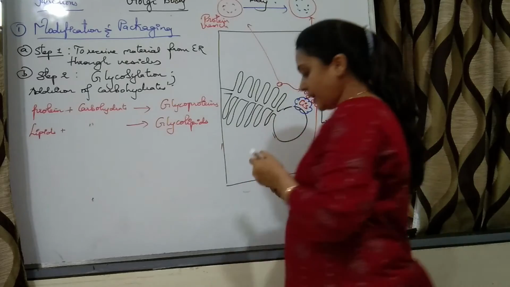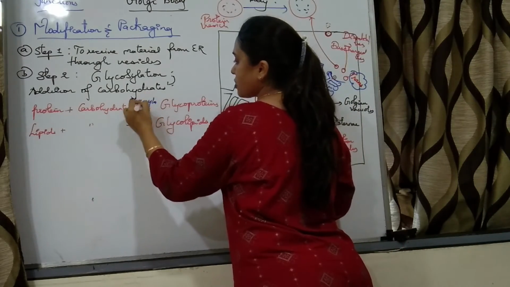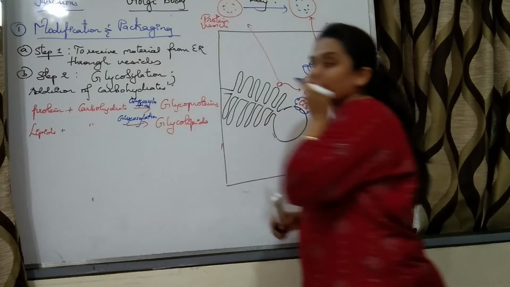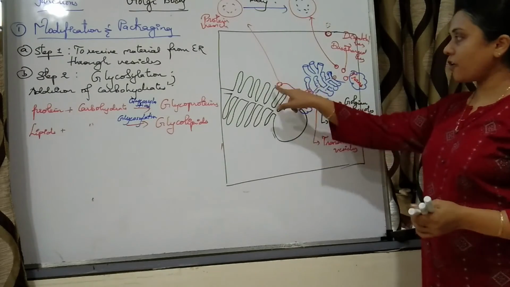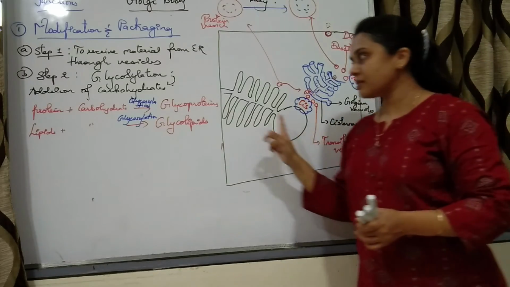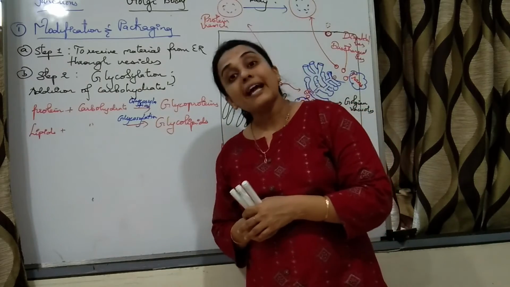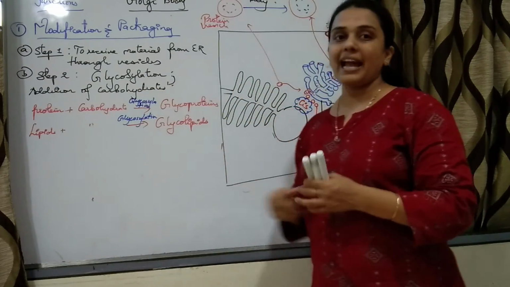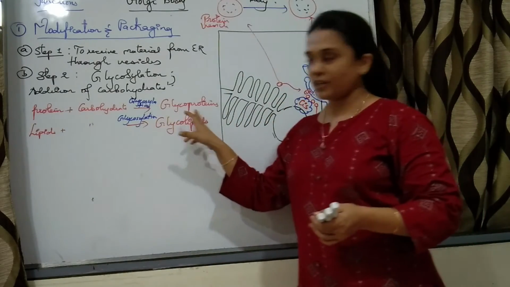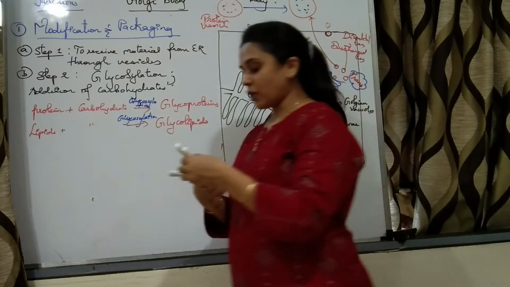Glycolipids are formed, right? These two processes are called glycosylation. What happens? First, the Golgi body receives material from the endoplasmic reticulum in the form of vesicles. Then that material is modified. That modification is called glycosylation, the addition of carbohydrates. Protein and carbohydrate gives glycoproteins. Lipids and carbohydrate gives glycolipids. That function is done by the Golgi body.